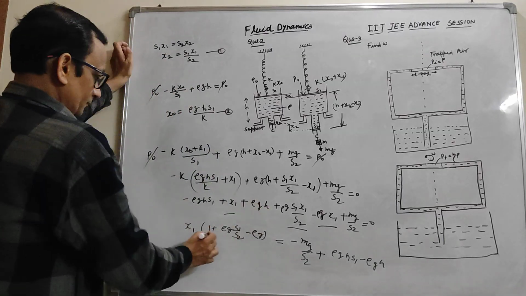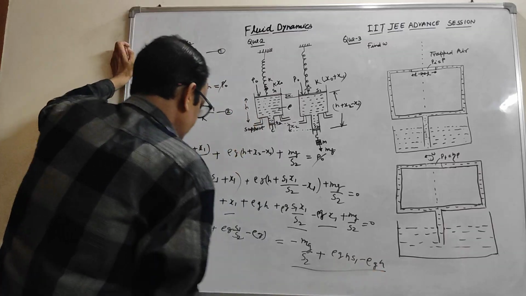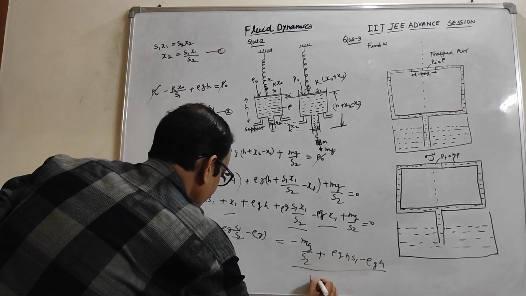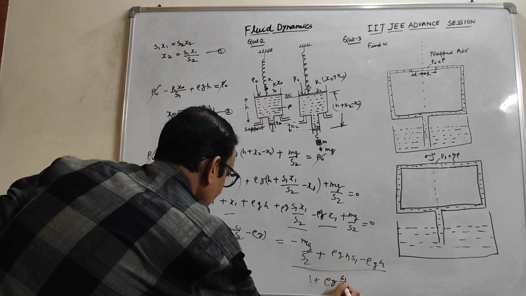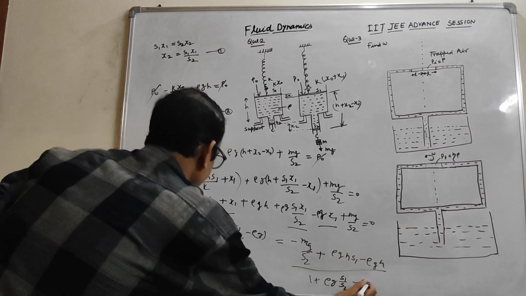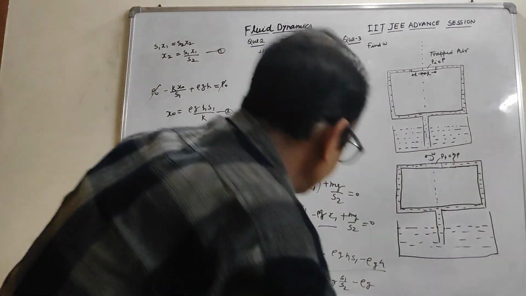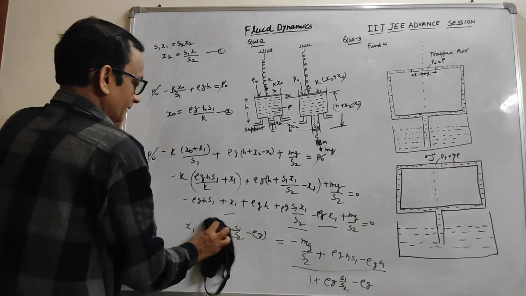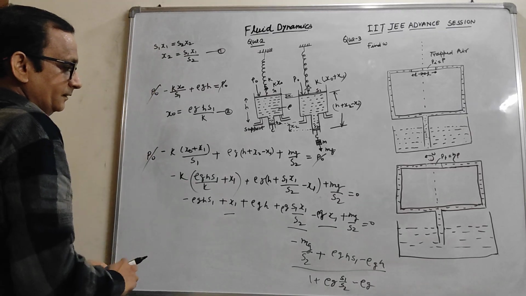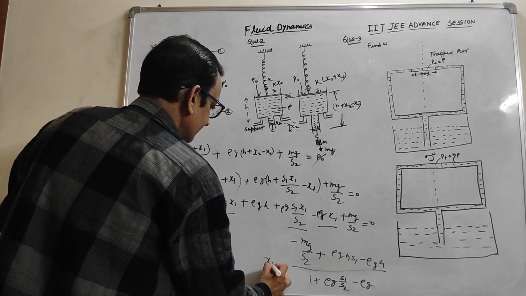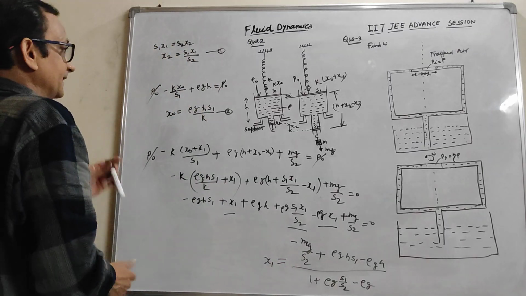So x1 would be, subtract this value, divided by 1 plus rho g s1 by s2 minus rho g. So this is x1. On solving this, we get the answer. So this is the answer. This is the change in extension.